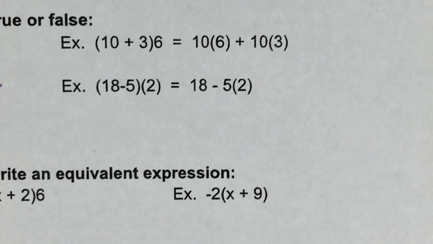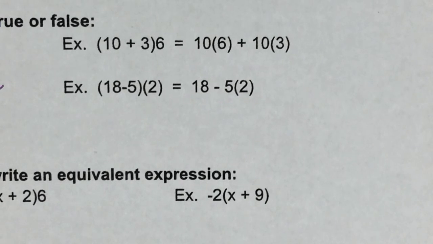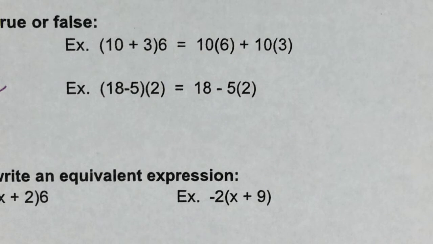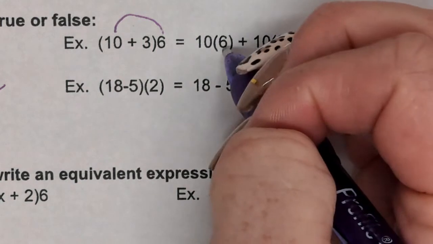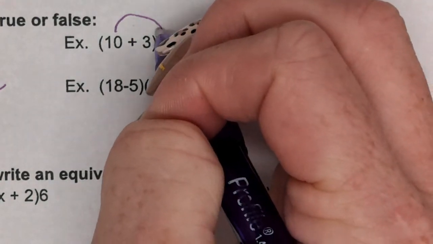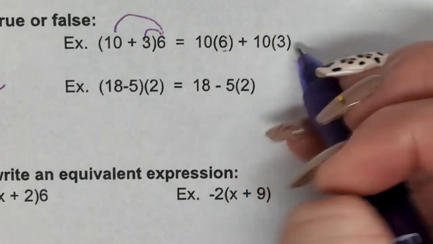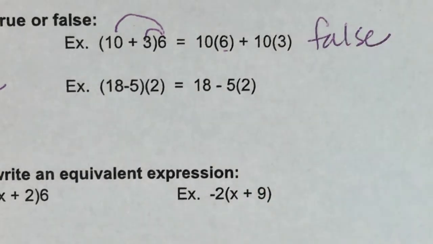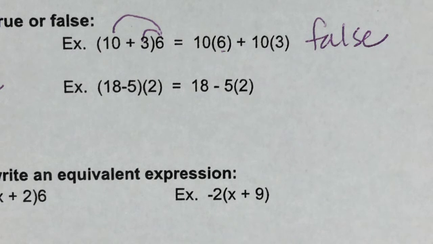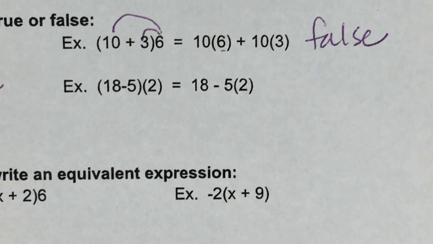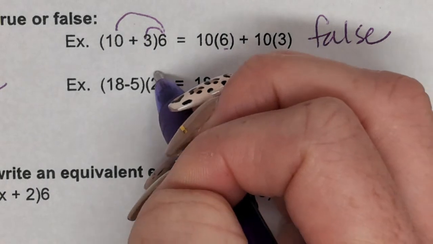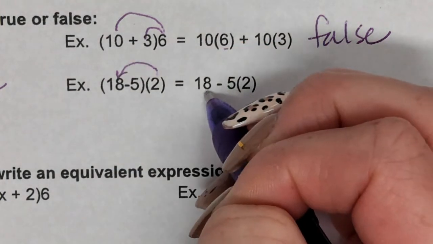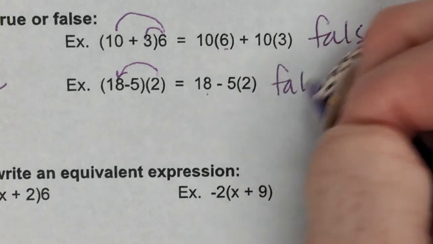What'd y'all get? False. Why is it false? Because it distributed to the 6. So they distributed the 6 to the 10, and it was good, right? But they did not distribute the 6 to the... They just made up something random, so no. How about the next one? Everybody, what were they supposed to be distributing? 2 to the 18. Did they do it? No. So what's my answer? False.